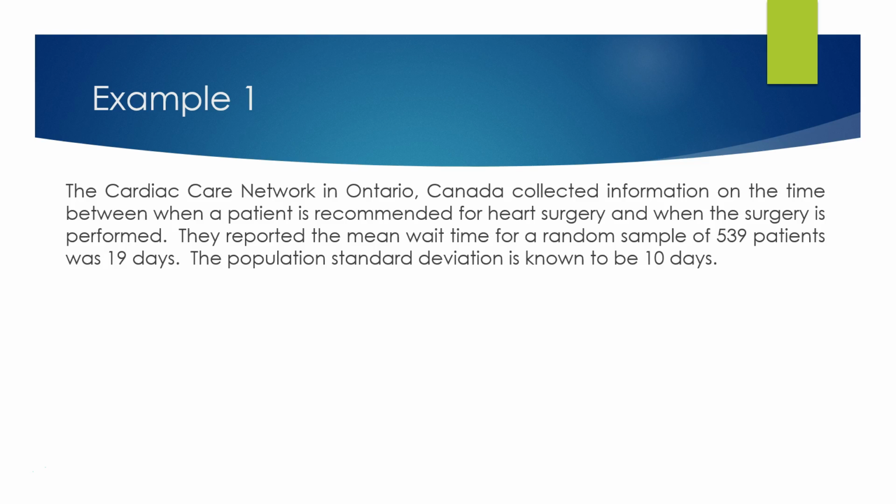So all of the examples from this topic are real data. The Cardiac Care Network in Ontario, Canada collected information on the time between when a patient is recommended for heart surgery and when the surgery is performed. They reported the mean wait time for a random sample of 539 patients was 19 days. The population standard deviation was known to be 10 days.